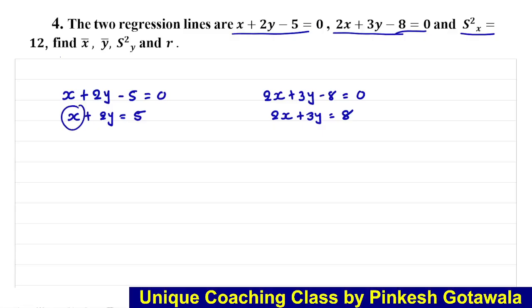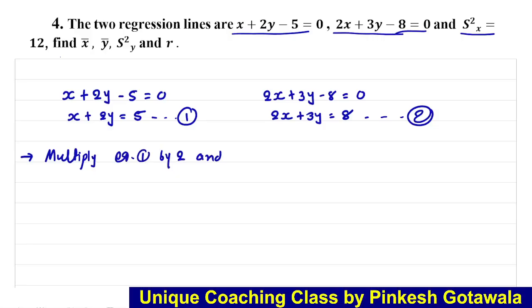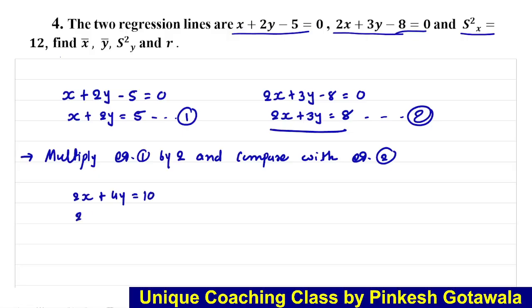Next step, we have to eliminate x. For that we have to multiply the first equation by 2. This is first and this is second. So multiply equation 1 by 2 and compare with equation 2. So 2x plus 4y is equal to 10, and compare this, 2x plus 3y is equal to 8. Now let's change the sign. So 4y minus 3y is y, 10 minus 8 is 2. Sorry, y is 2.